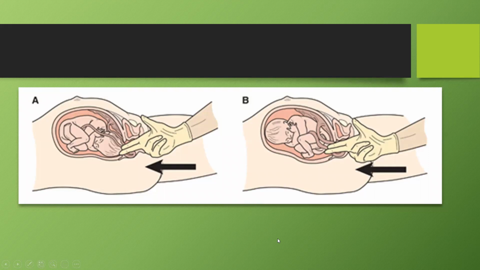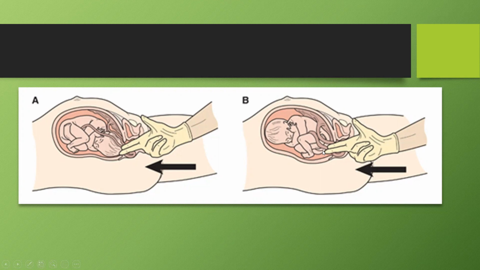So if we discover a cord prolapse, this is an emergency, and the nurse needs to take steps to relieve the pressure off that cord. And the way they would do that is with a gloved hand, putting pressure on whatever the presenting part is to push it up off the cord. We can't tuck the cord back in.